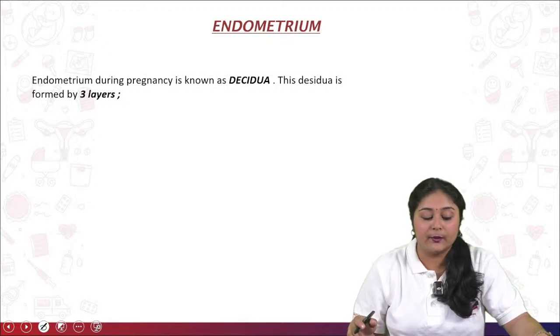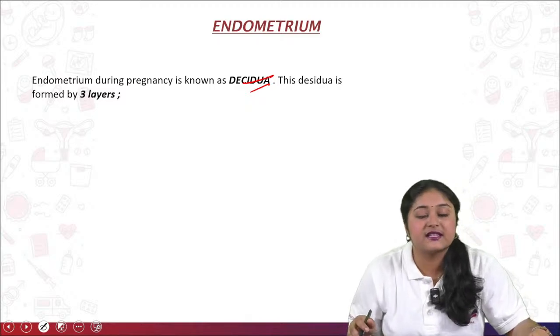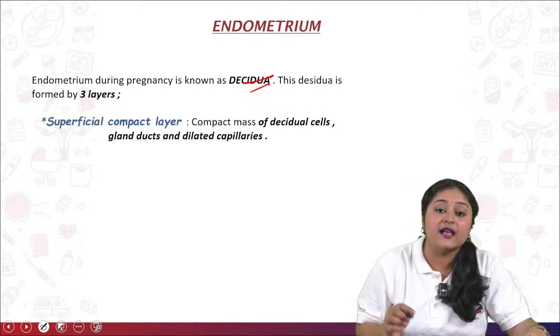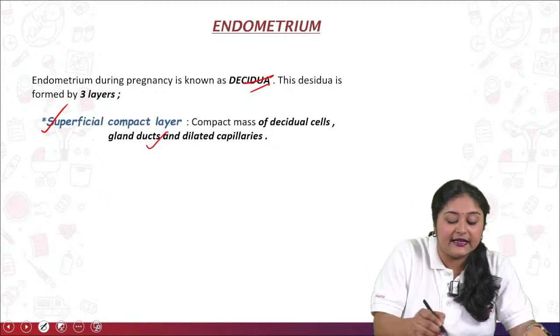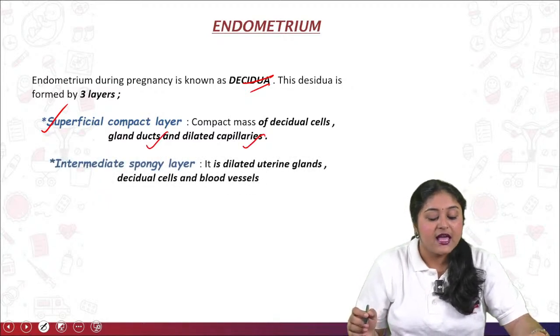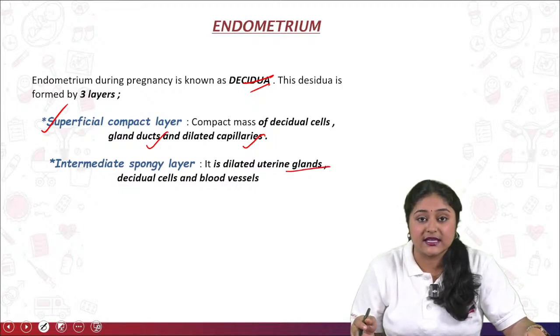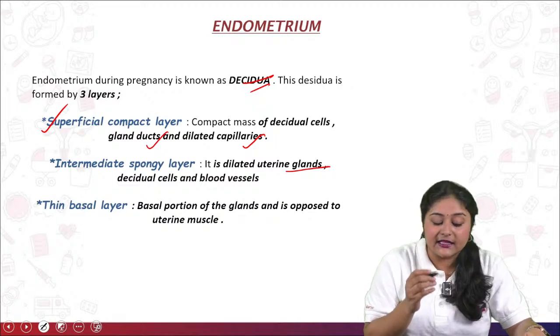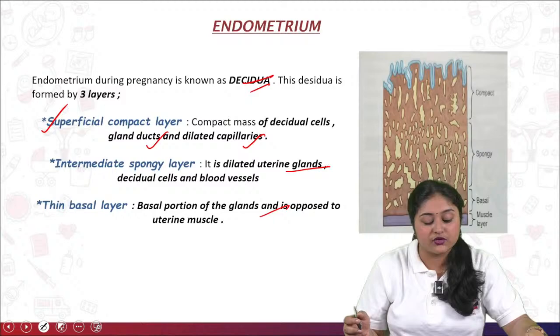Now let's come to the endometrium. During pregnancy it is known as the decidua. This decidua is formed of 3 layers. First is the superficial compact layer, which is a mass of decidual cells, gland ducts, and dilated capillaries. Then the intermediate spongy layer, with dilated uterine glands, decidual cells, and blood vessels, and then a thin basal layer, with the basal portion of the glands, which is opposed to the uterine muscle.